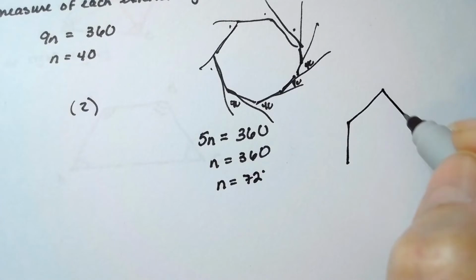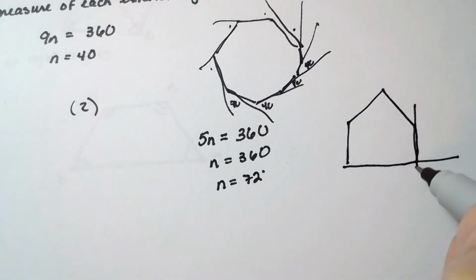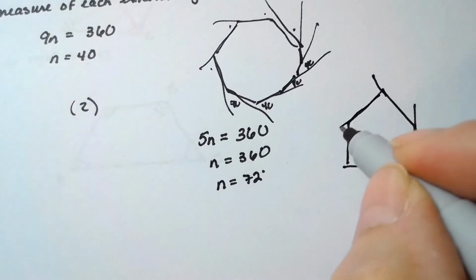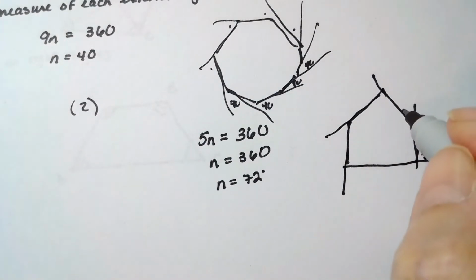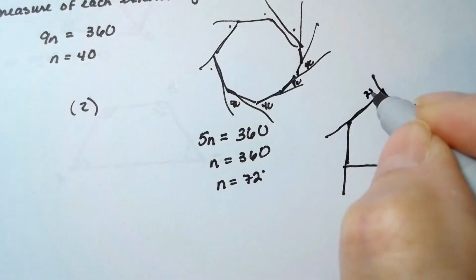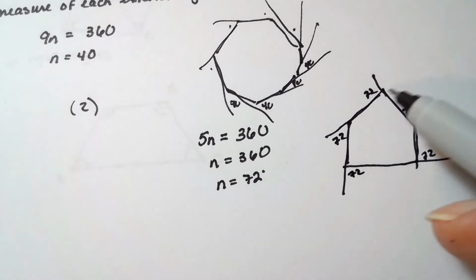So each exterior angle would be 72 degrees, and here's my little pentagon, right? If I extend this side and this side and that side and that side, and let's say that side, then this would be 72, and this would be 72, and that 72, and that 72, and that would be 72 degrees, okay? 72 times 5 is equal to 360.